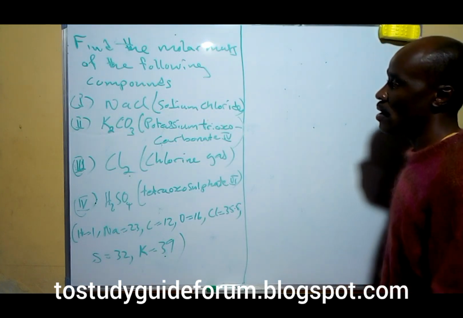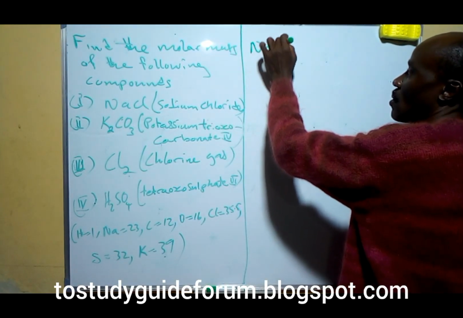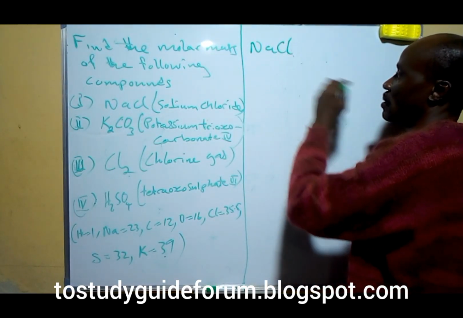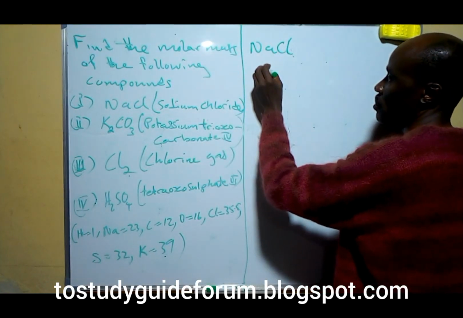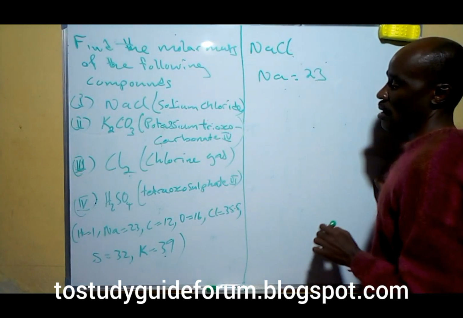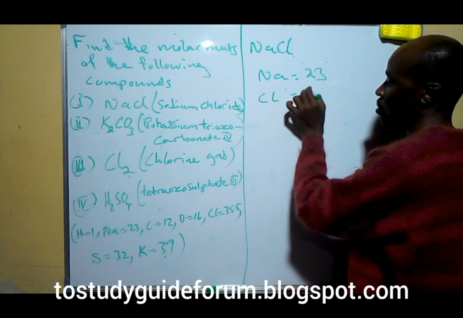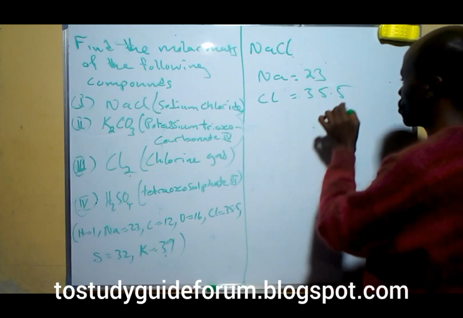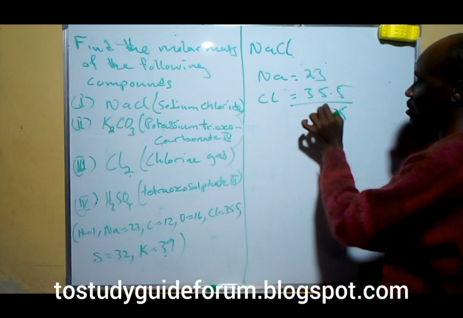We have sodium chloride. From here we know that sodium is equal to 23, and chlorine is equal to 35.5. So when you sum it up together, we have 58.5.